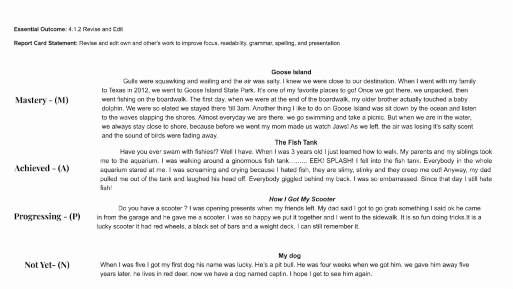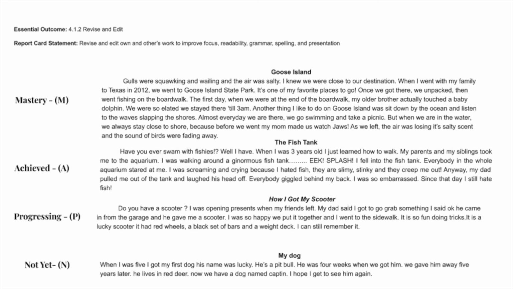Here's an example of how we would use a classroom assignment to help give us information for an outcome-based report card. The first thing we do as a grade team is decide on essential outcomes that we will be reporting on to parents. So the outcome I'm working with is language arts, revising and editing. On a report card statement, a parent may see something that says, revise and edit own or another's work to improve focus, readability, grammar, spelling, and presentation.